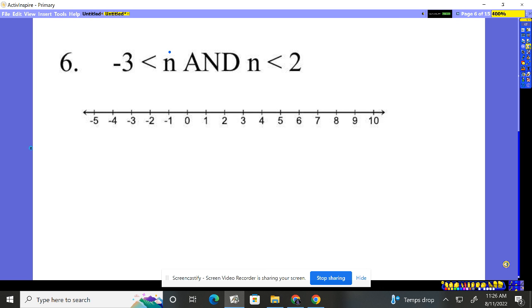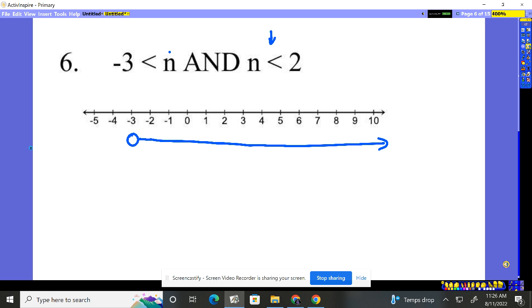So let's look at what that looks like. n is bigger than -3. Here's -3. It does not include it. It doesn't say we're equal to. Numbers bigger than the alligator's eating it. What numbers are bigger than -3? Everybody in that direction.